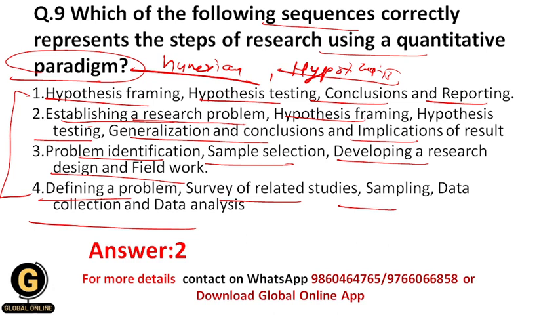Then your second step should be hypothesis framing, that is formulation of a hypothesis. Then your third step should be hypothesis testing. Then after the testing part, you are going to generalize your results to the target population. Then you will get conclusions, and after all you are going to implicate your results. Okay, and that's why the correct answer should be 2 over here.